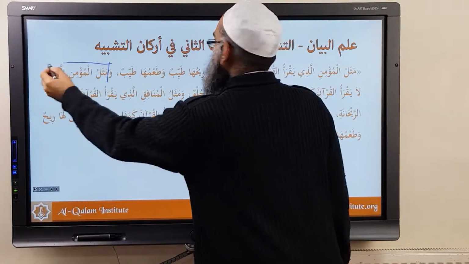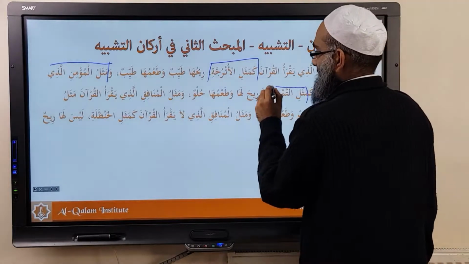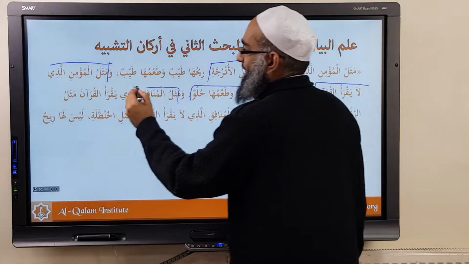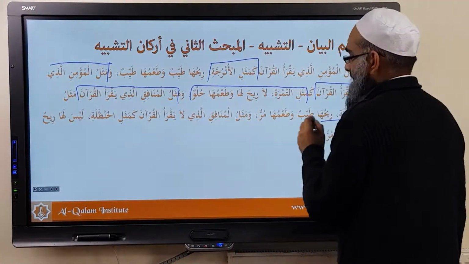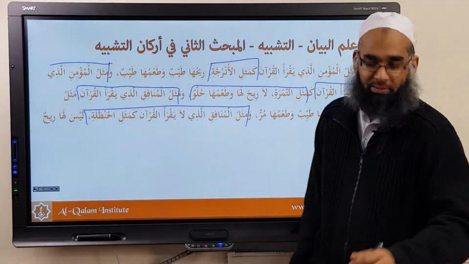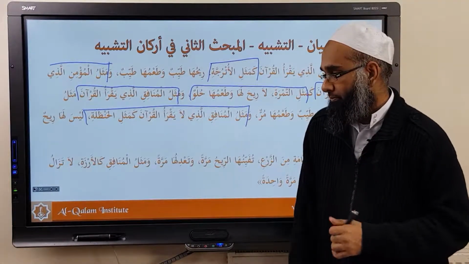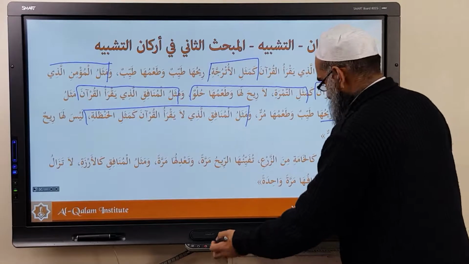The example of a mu'min who does not read the Quran is like this. The munafiq who reads the Quran is like this. The munafiq who does not read the Quran is like this. So he's got four tashbih, but one after the other, one after the other, not interlocked or interweaved. Okay? Similarly, the Prophet ﷺ says, look, another hadith.